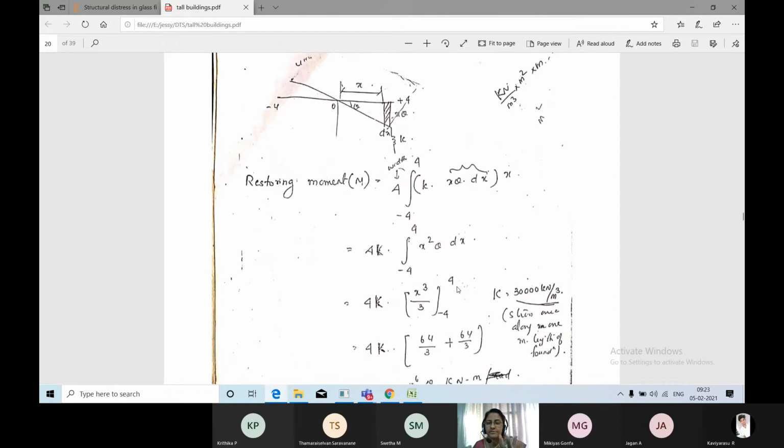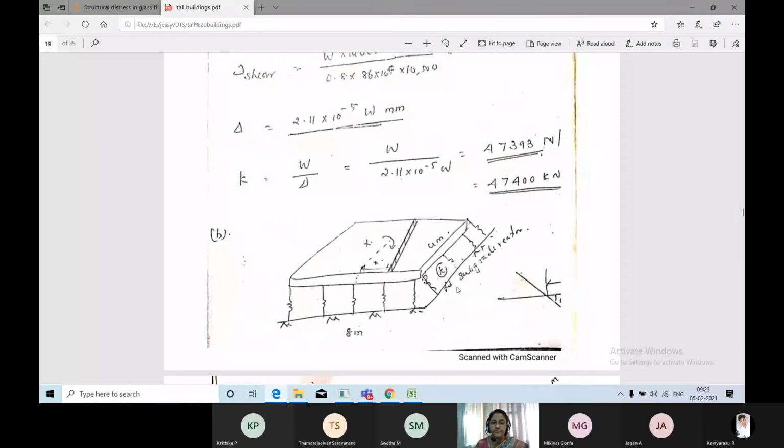So subgrade reaction means the stress acting per area, 30,000 kilonewton per meter cube. This is the stiffness of that soil condition. You have an 8 meter by 4 meter foundation and the shear wall over that. Here there will be a rotation, because the soil is flexible, a restoring moment, a rotation can happen. Because of that rotation, another lateral drift will happen. That has to be added along with the previous two, delta flexure and delta shear.